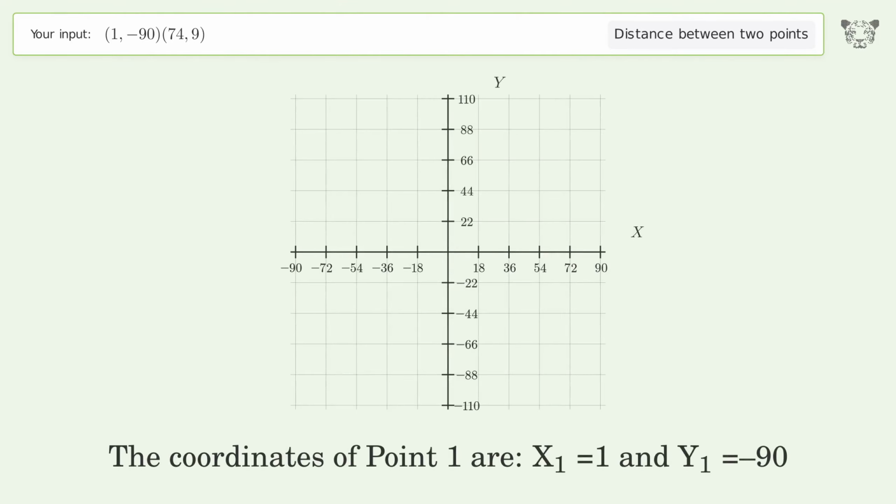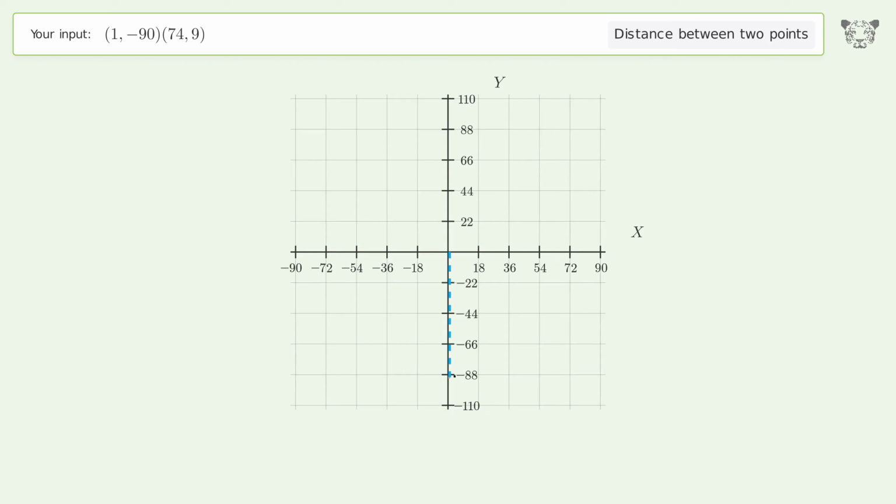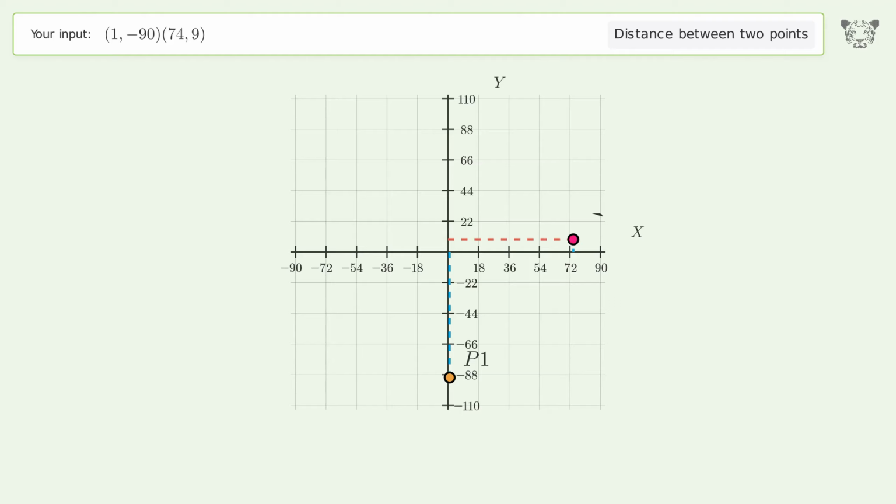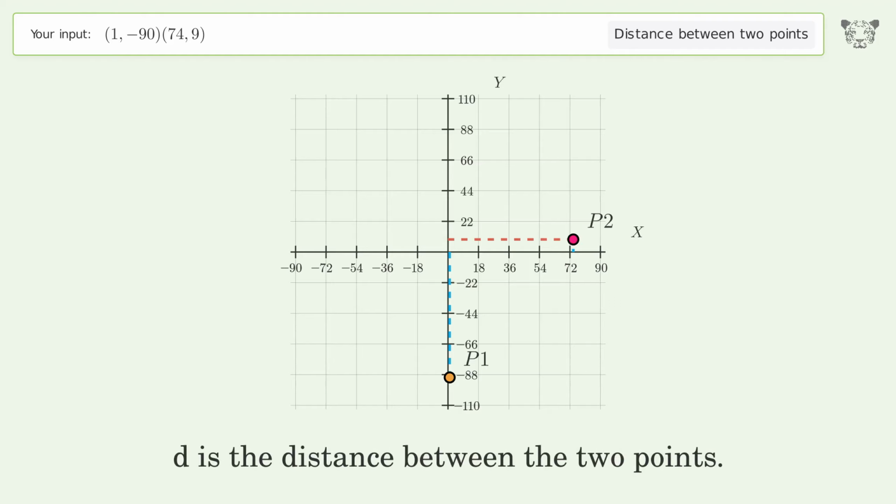The coordinates of point 1 are x1 equals 1 and y1 equals -90. The coordinates of point 2 are x2 equals 74 and y2 equals 9. D is the distance between the 2 points.